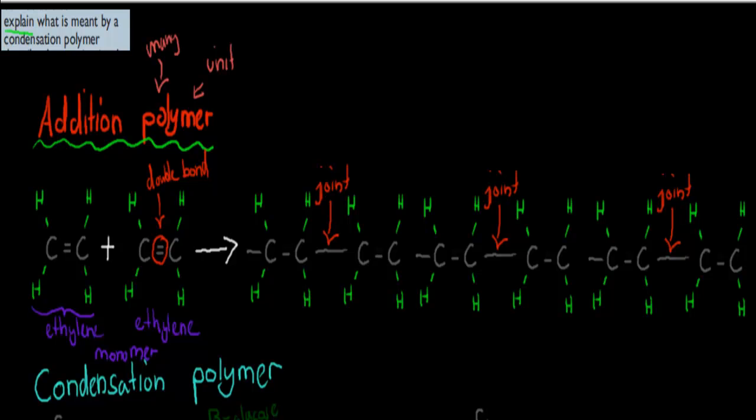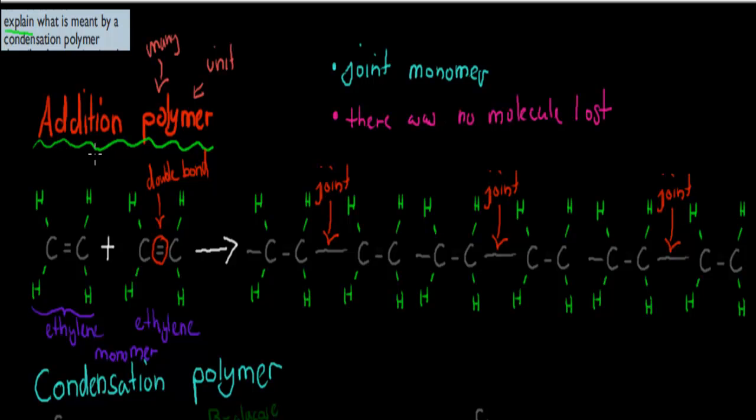And with an addition polymer, the one big thing is we've joined monomers, right? So we've added them end by end. But also, there was nothing lost. There was no molecule lost. I'm going to go over why that is important, because that's one of the big differences between an addition polymer and a condensation polymer.